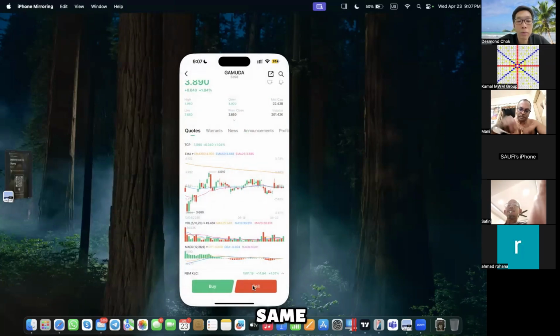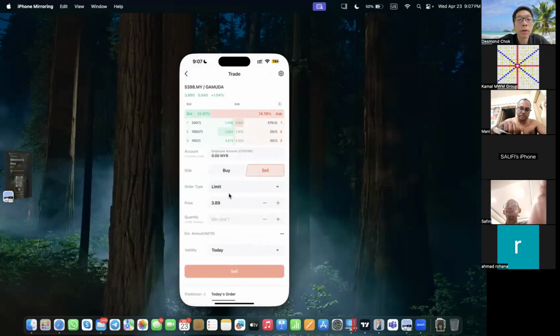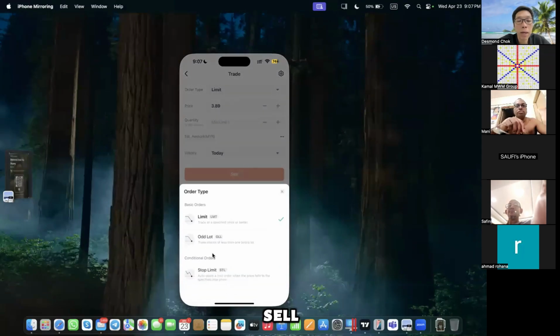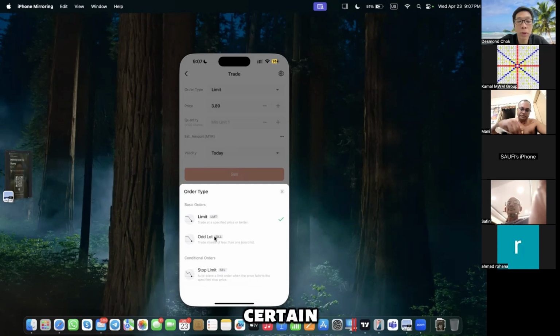Then the same also goes to the sell. Sell also same thing, just not the buy and sell, so the same thing. So for sell, you can set also the stop loss. This one stop limit also can put as a stop loss. So let's say you are working and you don't have time to monitor, you put a stop loss here. If price goes below to a certain price, then the system will execute your order.